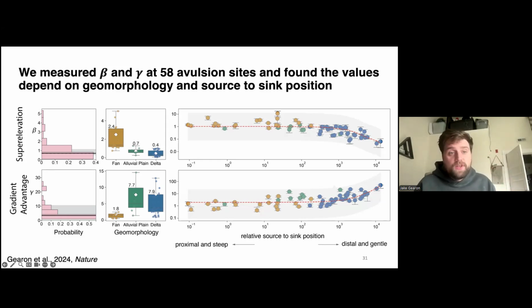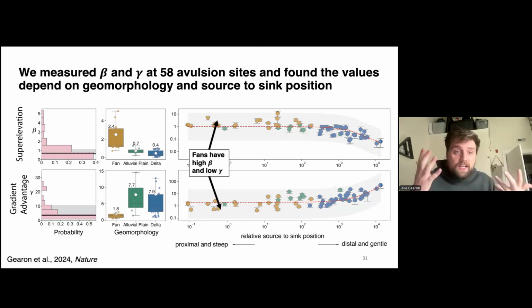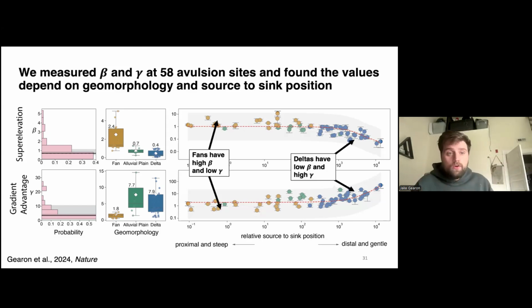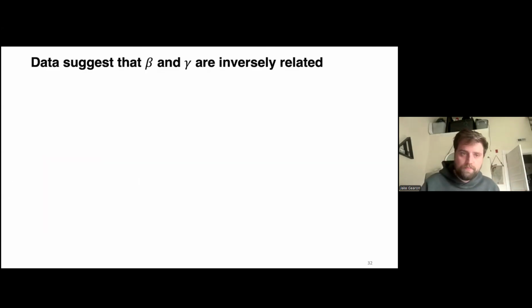And what you can see is we have a similar formulation in the sense that fans have high super elevation but low gradient advantage, and deltas have a low super elevation but high gradient advantage. And this is fundamentally strange, right? Both of these metrics are purported to indicate the likelihood of the same event, which is avulsion, but they're scaling opposite to each other in this space. So the data are seemingly suggesting that these two metrics are showing an inverse relationship.